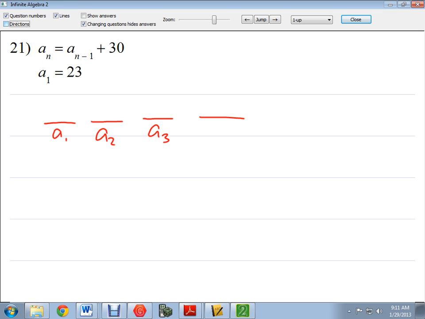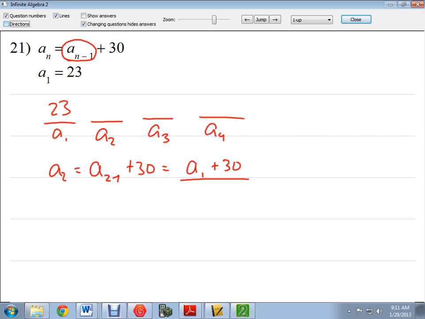And now in order to do the recursion all the way through, we will say, well, a1 is 23, that's the information that's given to me, and we'll say a2 is equal to a sub n minus 1 plus 30. Now a sub 2 minus 1 is really a sub 1, because 2 minus 1 is obviously 1, plus 30. So a sub 2 is equal to a1, whatever that is, plus 30. Well, a1 was 23, plus 30 would be 53.